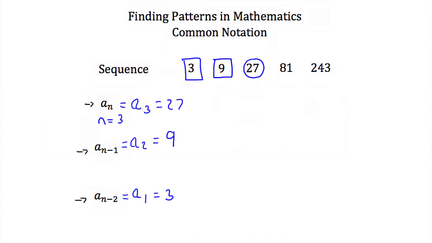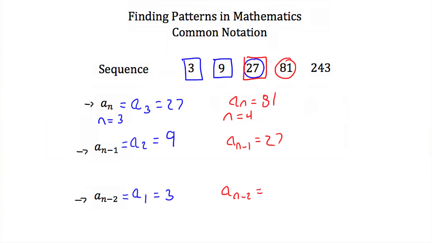Now, if a sub n was a different term in our sequence, say n was equal to 4, that means that a sub n would then be 81. A sub n minus 1 is the term before that one, so that would be 27. And a sub n minus 2 is the term before that term, so that would be 9.